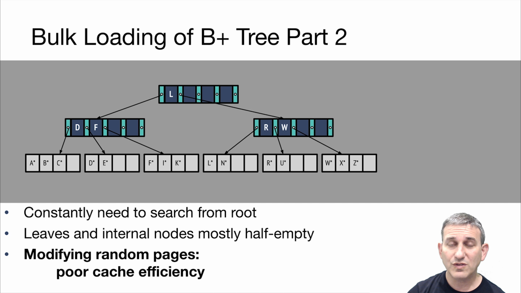Finally, and probably most importantly, because we're inserting this data in random order, we're going to be modifying random pages in the B tree all the time. Every item that we insert is going to wander down to a different leaf and then cause updates to a different leaf. And what this means is we're going to get very poor cache efficiency. We're constantly going to be paging pages off the database into and out of the buffer pool. We do a lot of IOs.